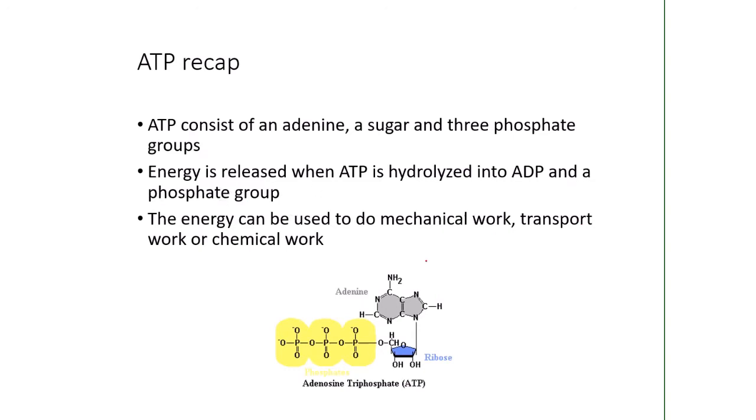That is, if you add a water molecule to an ATP, you'll be able to break off the last phosphate, and that's going to release energy, the energy that you can now use to do mechanical work like moving a flagellum, transport work such as active transport, or chemical work such as catalyzing a chemical reaction.